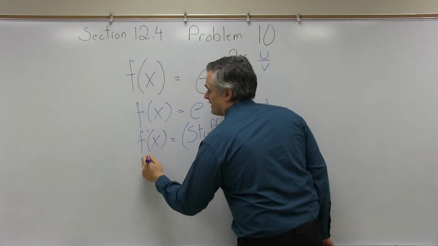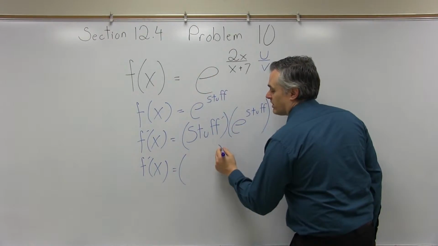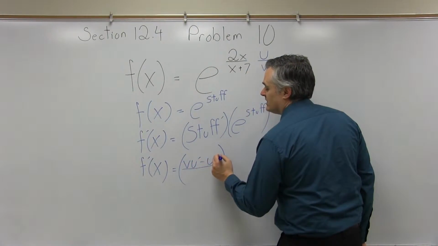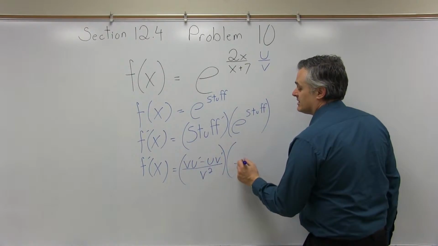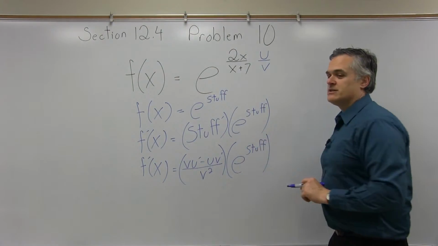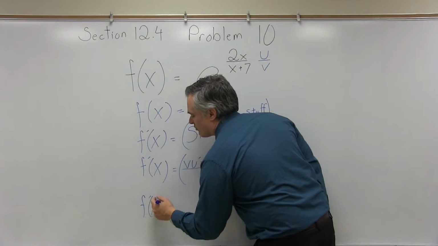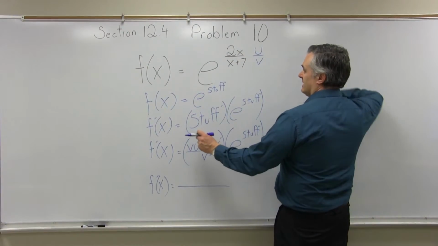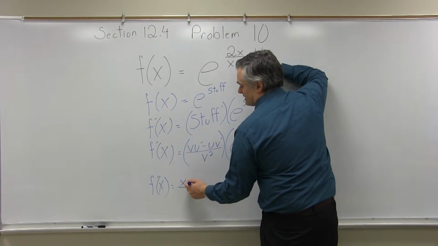So as I fill in my answer for this problem, f prime of x, that stuff prime, let me replace with the quotient rule, which is vu prime minus uv prime over v squared. That's what stuff prime is. And it'll still be times e to the stuff. So now let's fill that in. F prime of x equals, so the first piece of my quotient rule is v. The denominator with no prime, so just v with no prime is x plus 7.